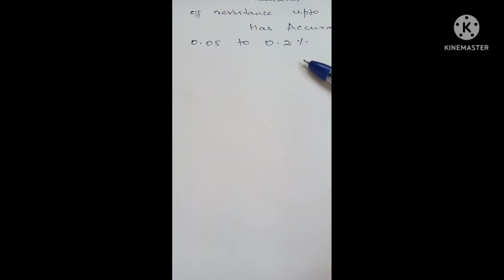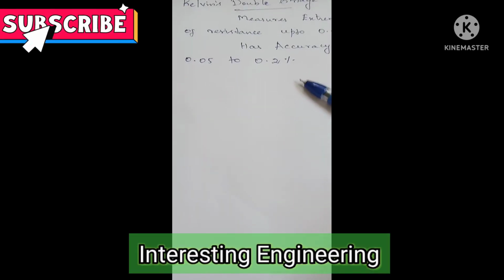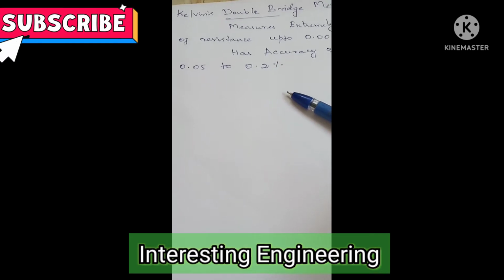Today let's discuss Kelvin's Double Bridge Method. Kelvin's Double Bridge Method is a method of measuring resistance of extremely low value. This bridge method measures resistance even down to a lower value of about 0.001 ohms. And this method has a maximum accuracy of about 0.05 to 0.2 percent. So this is the major advantage of using this method.